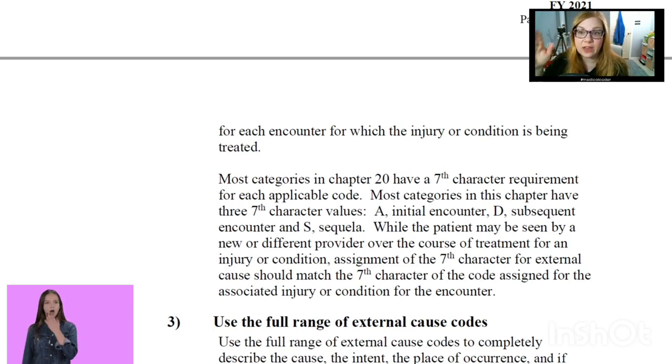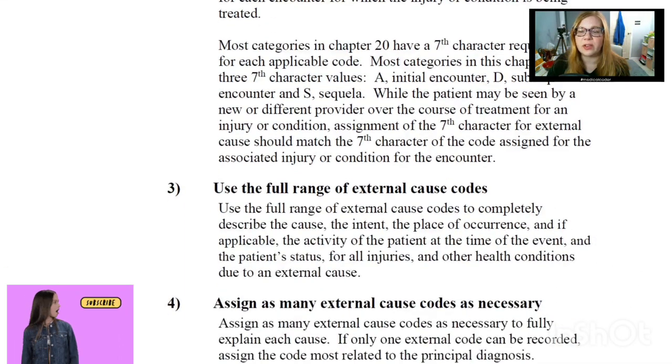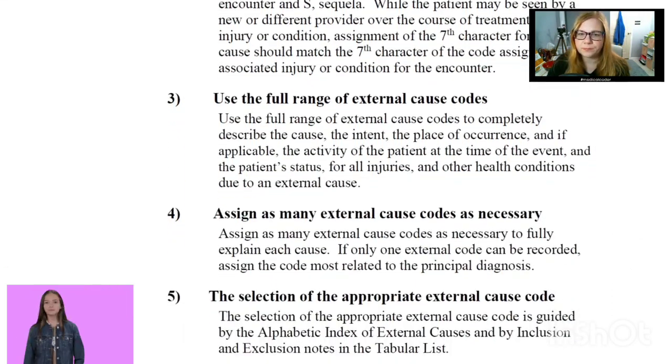So you're going to see a lot of those X placeholders in these codes. A is the initial encounter, D is for the subsequent encounter, and S is the sequela. And we already talked about those. A is for active treatment, D for the healing phase, and S for those residual effects, the sequela. While the patient may be seen by a new or different provider over the course of the treatment, the assignment of the 7th character should match the phase of care, not just necessarily initial, like it's the first time the provider is seeing it.